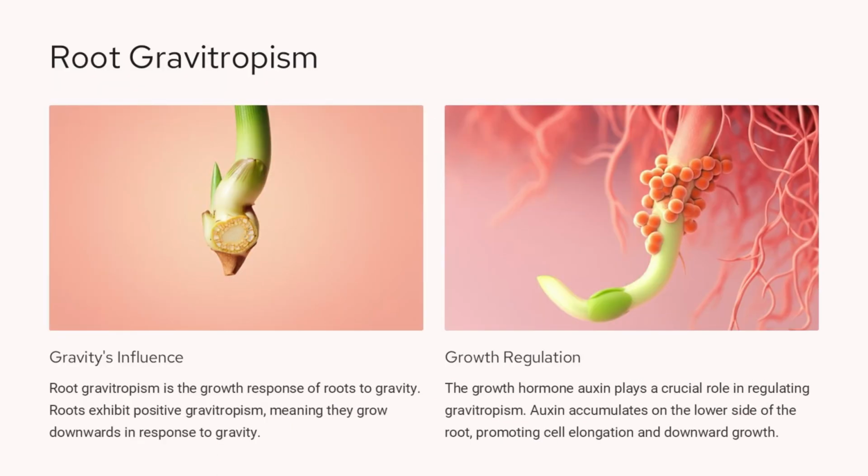Root gravitropism is the growth response of roots to gravity, with roots exhibiting positive gravitropism, meaning they grow downwards in response to gravity. The growth hormone auxin plays a crucial role in regulating gravitropism. Auxin accumulates on the lower side of the root, promoting cell elongation and downward growth. This helps ensure the root system can effectively anchor the plant and absorb water and nutrients from the soil.